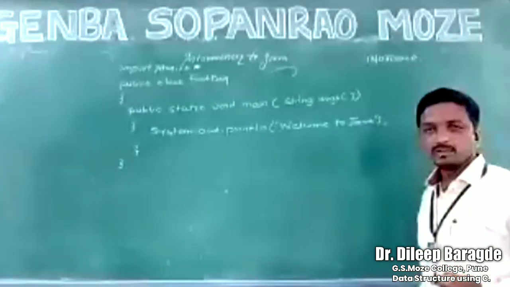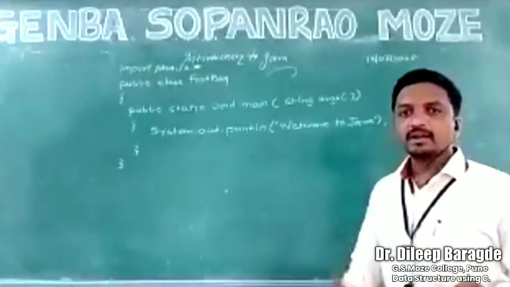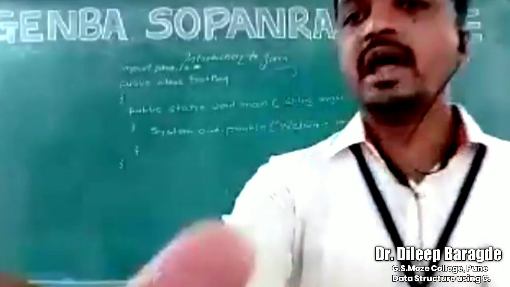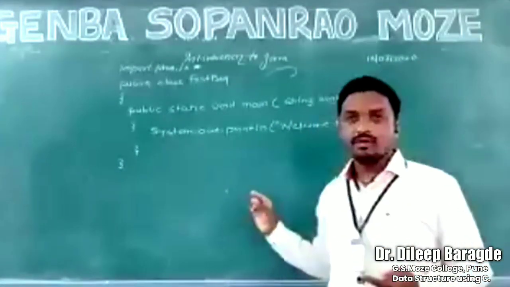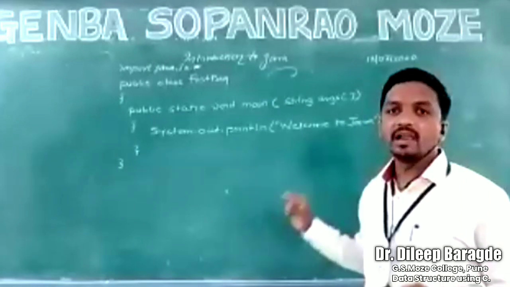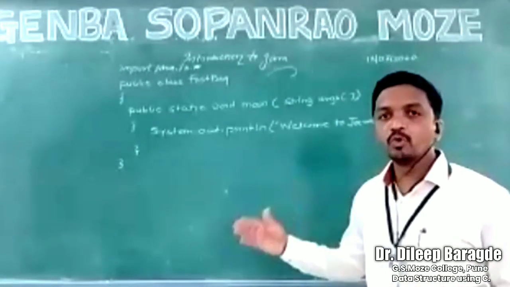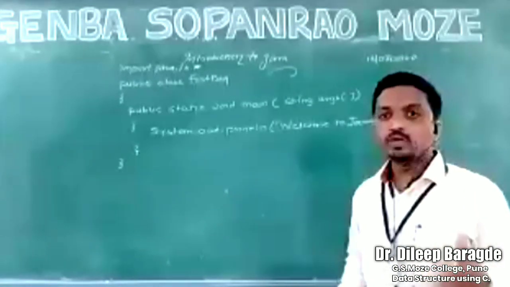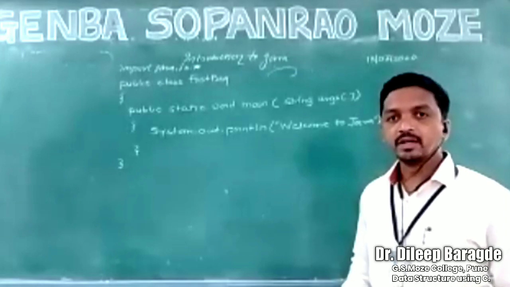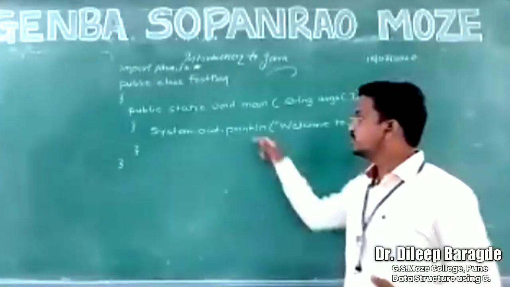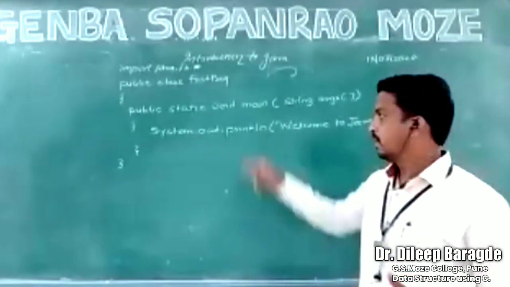What is the difference between println and print? Print will print only the statement, and println will print the whole line, and the cursor will move to the next line. So there is no need to use slash n, which we use for a new line, if you use the println statement. Got that?